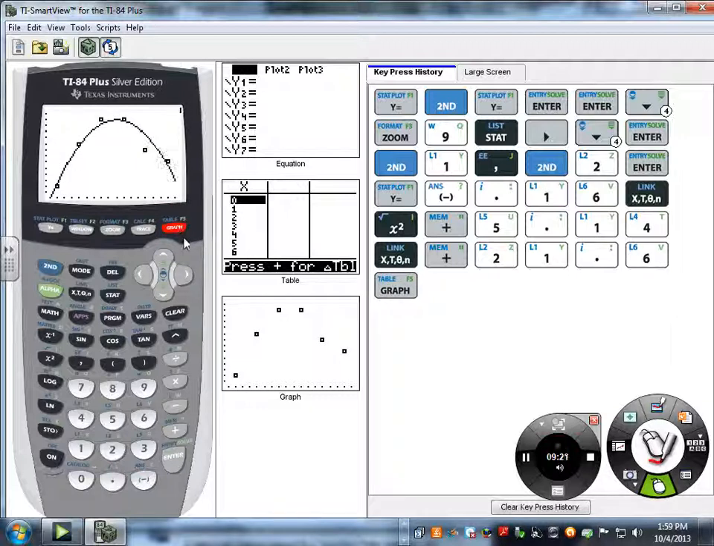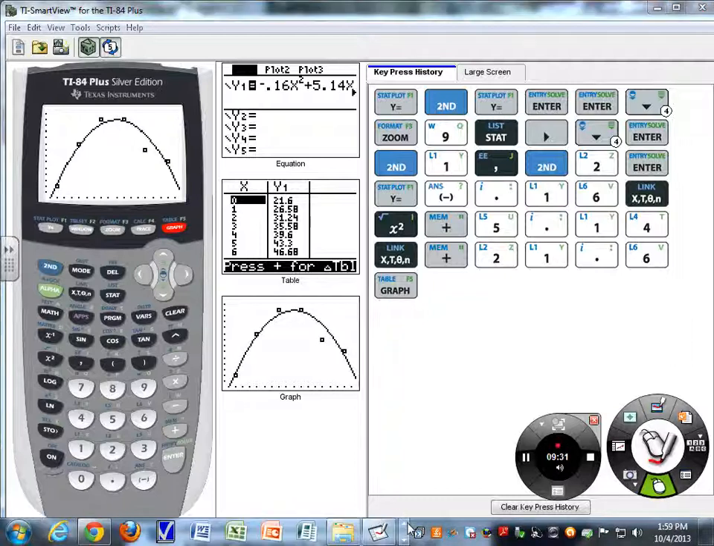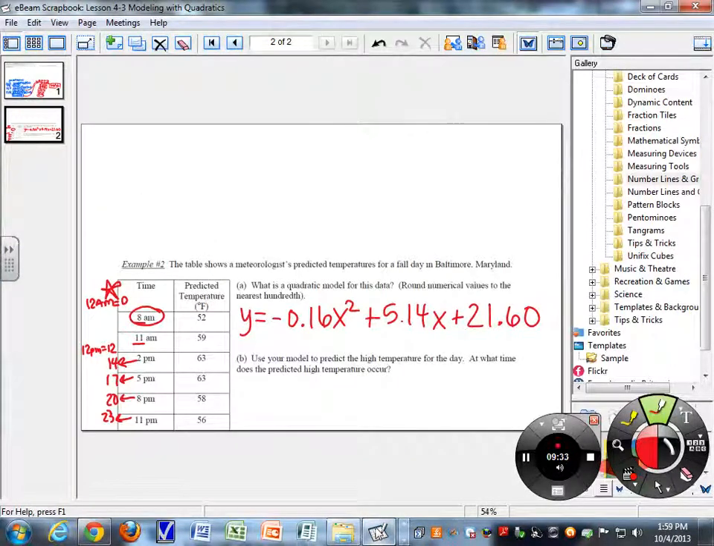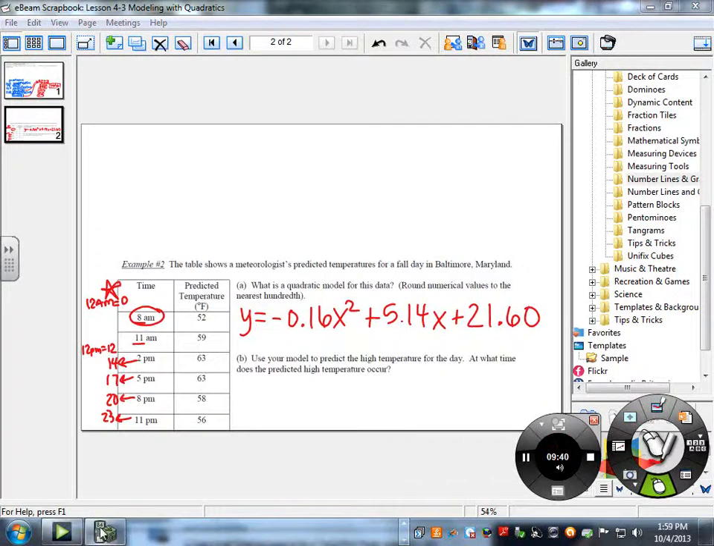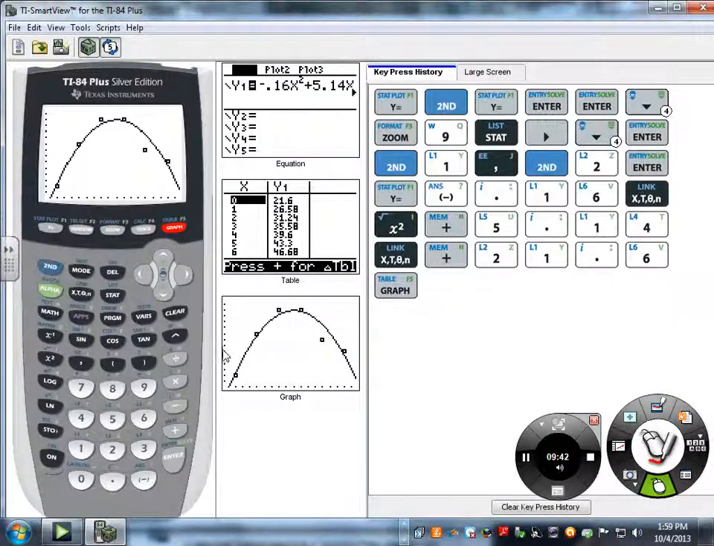And you can see the quadratic on the graph. Now, notice that right here is our vertex, which happens to be a maximum point. And again, the question that they asked us was to predict the high temperature for the day. And then they asked us at what time would the prediction occur. So remember, our y values were the temperature. So the highest temperature it reaches is right there at the vertex of the parabola. So if I could know the vertex, I could know that temperature.